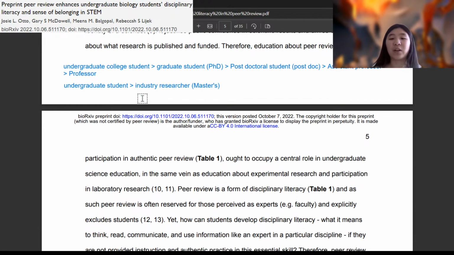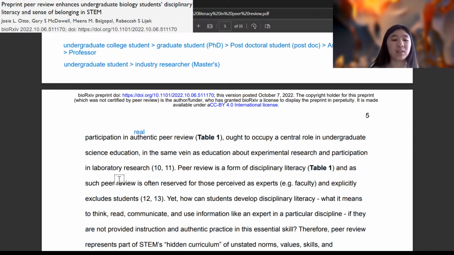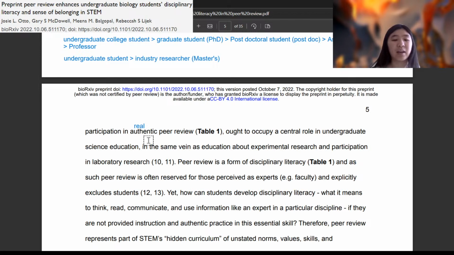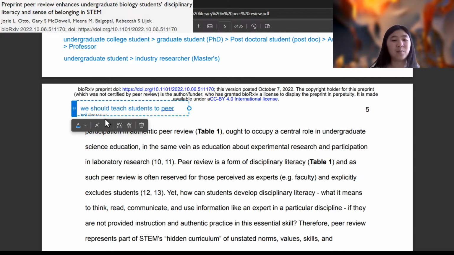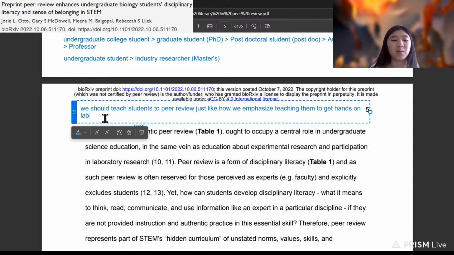So therefore, education about peer review and participation in authentic peer review ought to occupy a central role in undergraduate science education, just as education about real research and participation in research is. So basically saying we should teach students to peer review, just like how we emphasize teaching them to get hands-on lab experience.